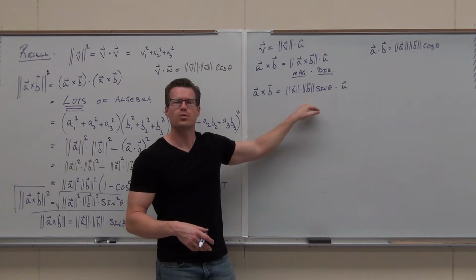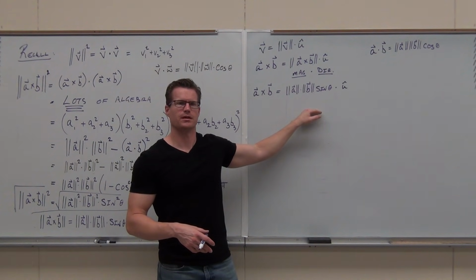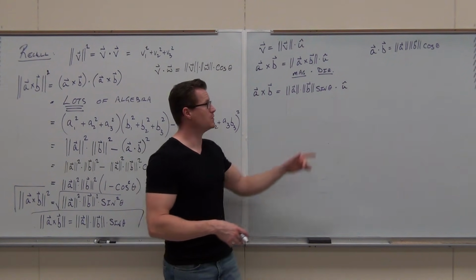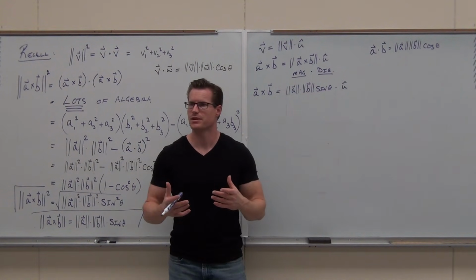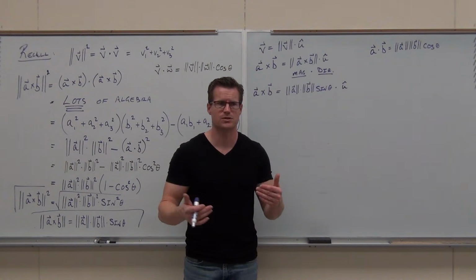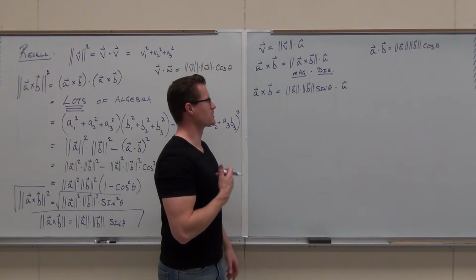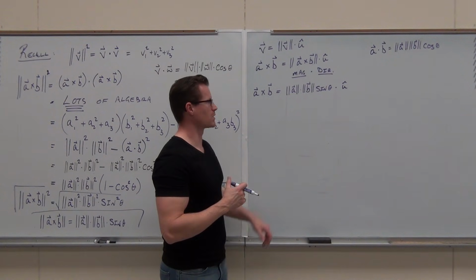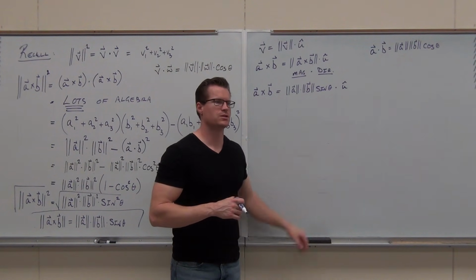This is the other way that you can calculate the cross product if you know the angle between the two vectors and you can find the magnitudes. So if you know the angle between the two vectors and the magnitudes, you need to know the unit vector of the cross product. But that's another way that you can do it.